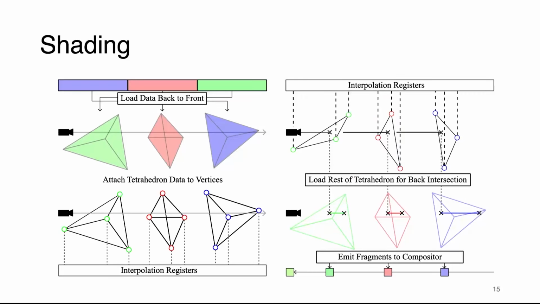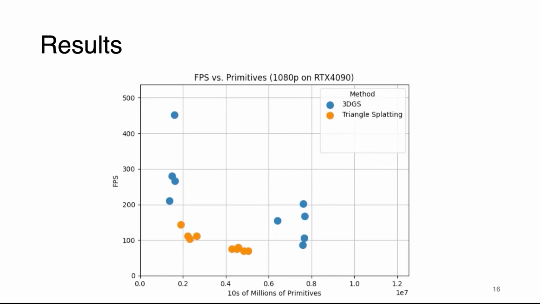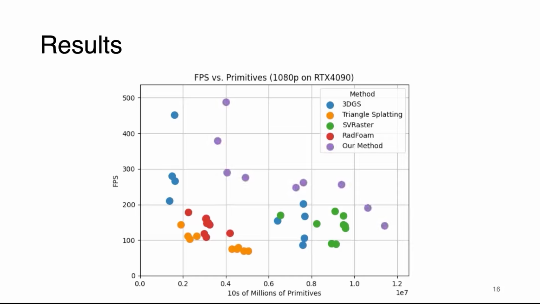We take our sorted primitives and feed them into our rasterization pipeline, which emits a triangle strip for each tetrahedron. We then attach the tetrahedron attributes to the vertices, which the fragment shader then accesses to calculate the transparency and color of each pixel. Our novel rendering technique is extremely fast. At 1080p, our method is 32% faster than 3D Gaussian splatting. Across all MIP Nerf 360 scenes, Radiance meshes define the new state-of-the-art for performance per primitive.